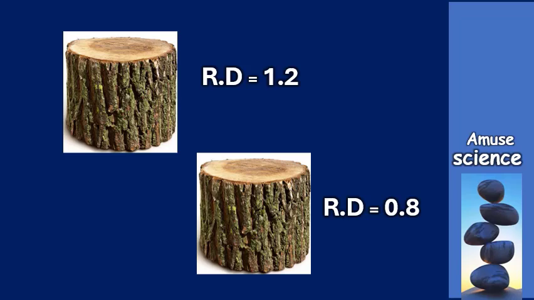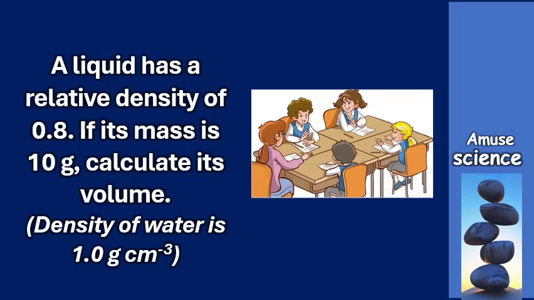The first wood has a relative density of 1.2, and we know it sinks. But the second wood has a relative density of 0.8, and we know it floats. So this is how the concept of relative density really helps us in the concept of flotation and sinking of objects. Now let us do some computations.